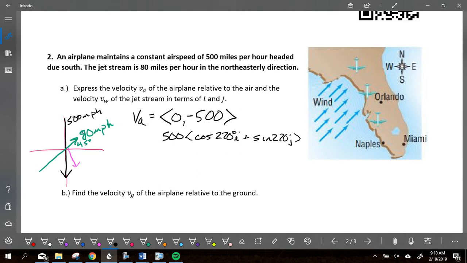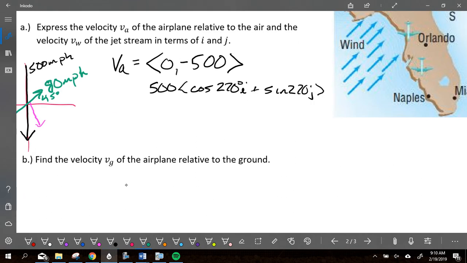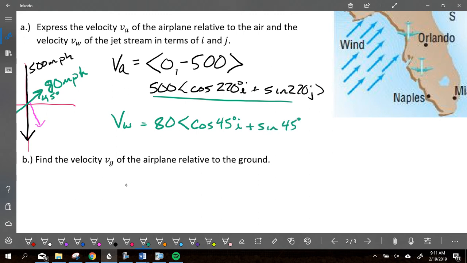Everybody good with that concept? Let's find the vector of the wind now. So the vector of the jet stream. For this one, we probably want to use an equation. What is the magnitude? What is the force? What is the strength of that wind? 80 miles per hour. I want to know the x and y components of that vector. And so we're going to take that 80, and we are going to multiply that 80 by my angles. So my angle of cosine of 45 degrees i plus sine 45 degrees j. Go ahead and figure out what those values are.